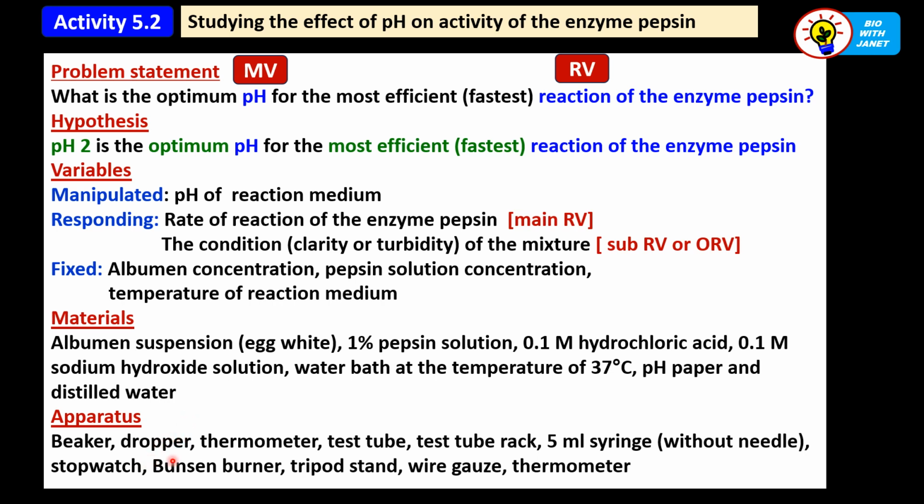Apparatus, we need a beaker, dropper, thermometer, test tubes in a test tube rack, 5 ml syringes without needles, stopwatch, Bunsen burner, tripod stand, wire gauze. The Bunsen burner, tripod stand and wire gauze are for the water bath, and then the thermometer.